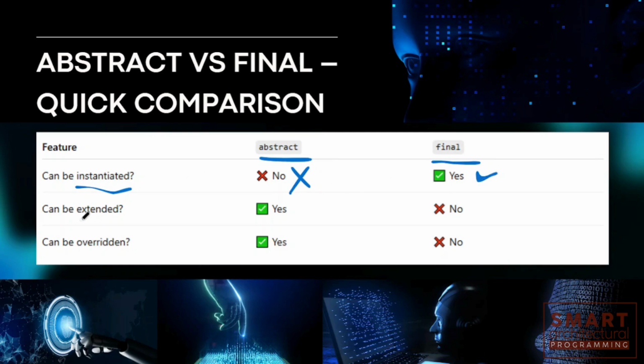Can they be extended, right? With abstract, yes, they can be extended. With final, no, you cannot extend classes that use the final keyword. Can they be overridden? In abstract classes, yes, they can be overridden, but in final classes, they cannot be overridden. So ultimately, you need to understand abstract is there to enforce a certain contract, and final is there to protect an implementation of that class. Basically, that is the quick gist of both of these keywords.